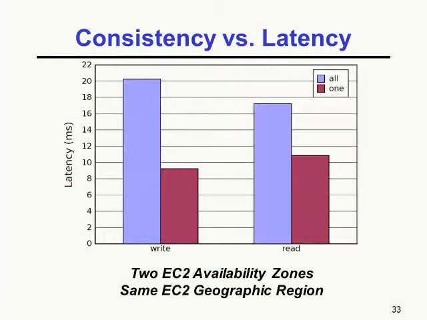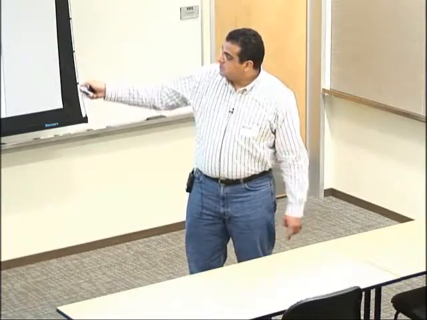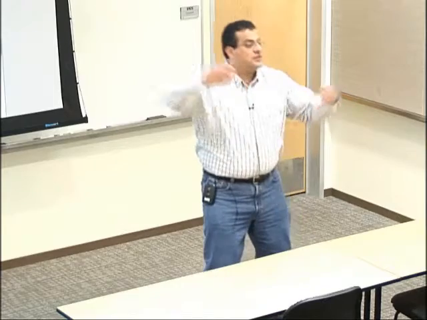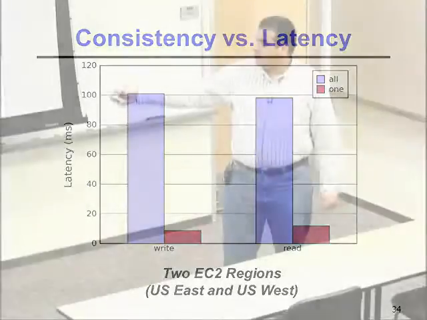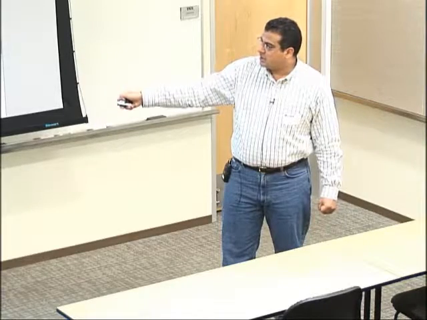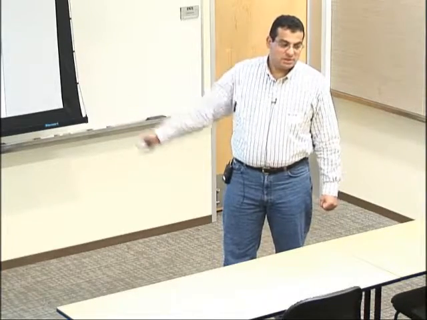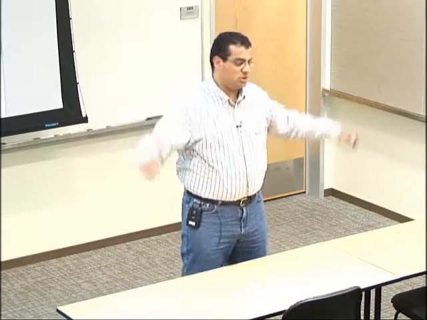But if we move two of the Cassandra nodes to two EC2 availability zones within the same geographic region, the penalty becomes bigger. And if we move the two Cassandra nodes to a different geographic region in two different data centers, one on the US East Coast and one on the US West Coast, the penalty becomes huge. The difference in performance between the consistent read and write and the potentially inconsistent read and write becomes very big. So the message from these experiments is that there is a significant cost to be paid if we use read all and write all, especially if we want multi-data center operation.